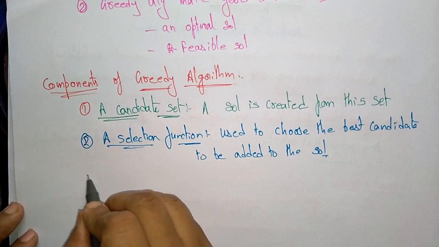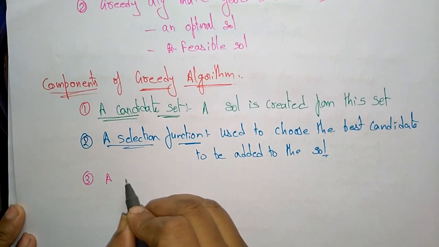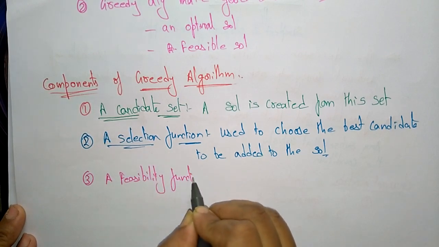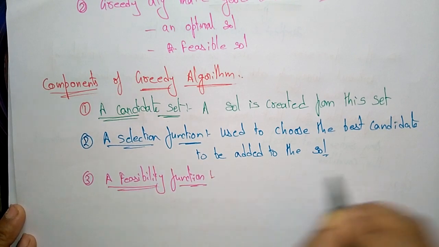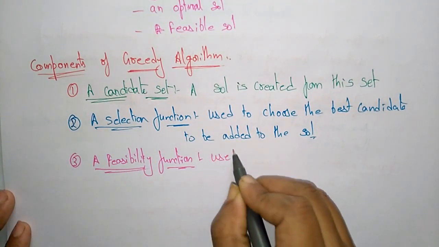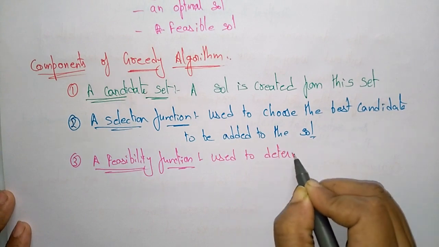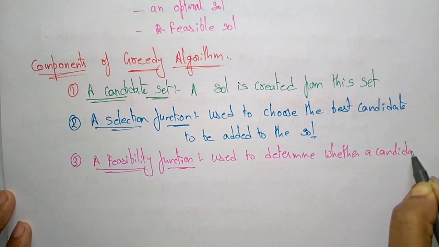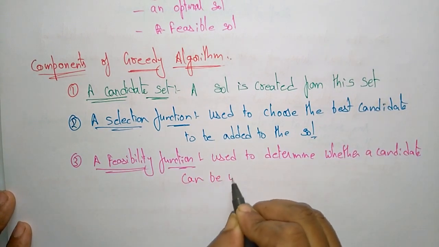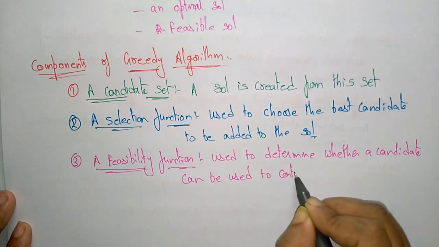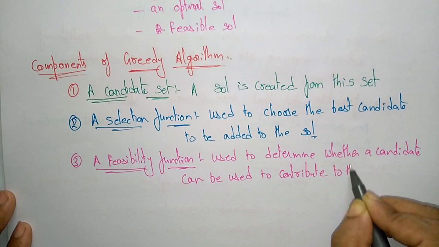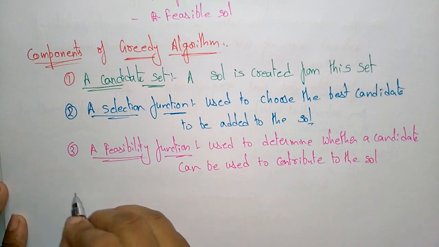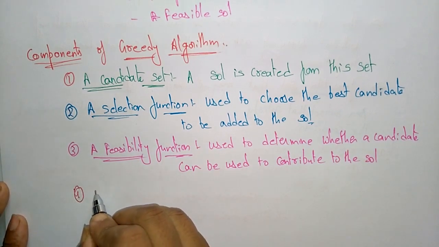Next, the third component is a feasibility function. What is the use of this feasibility function? It is used to determine whether a candidate can be used to contribute to the solution. Whether the candidate contributes to the solution or not is decided by the feasibility function.